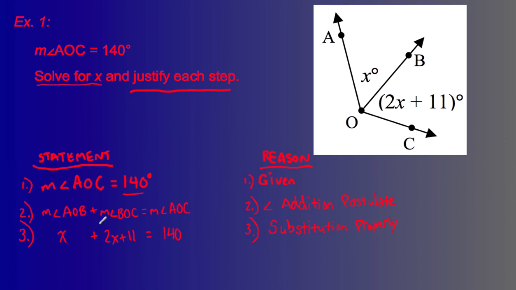Okay, so now we've got an equation with one variable. Now we can go through and we can solve. Okay, but again, we're going to give a reason for each step. First thing I see, we've got like terms. X plus 2x is 3x plus 11 equals 140. And the reason we can put for that is simplify, or we'll put combine like terms.